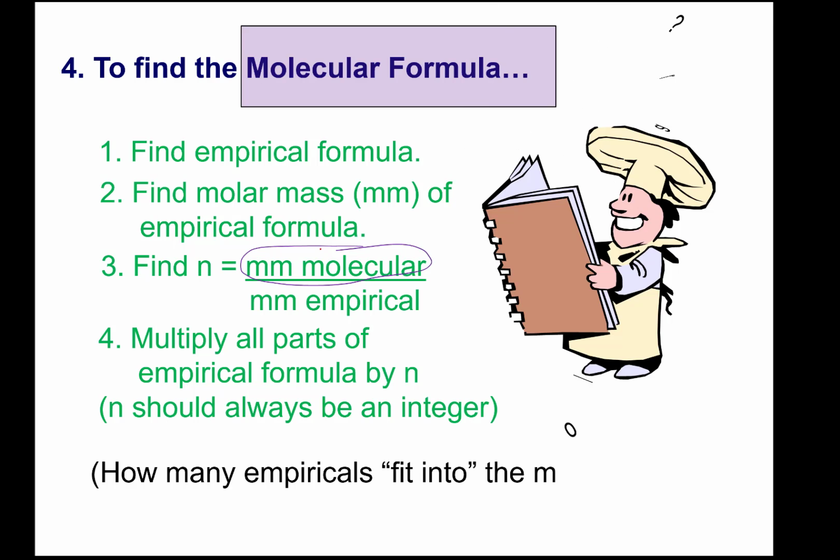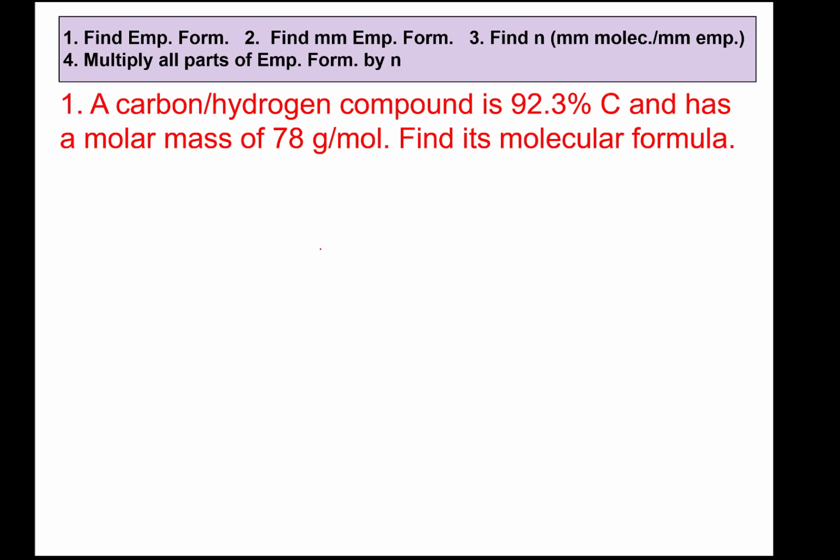So what we're looking for is how many empiricals can you fit into the molecular to get the molecular formula. So I've summarized those steps at the top. Here's our example. A carbon-hydrogen compound is 92.3% carbon. It has a molar mass of 78 grams per mole. So the compound, which we're not sure of the formula yet, has this molar mass. So that's the molar mass of the molecular formula. So let's find the molecular formula.